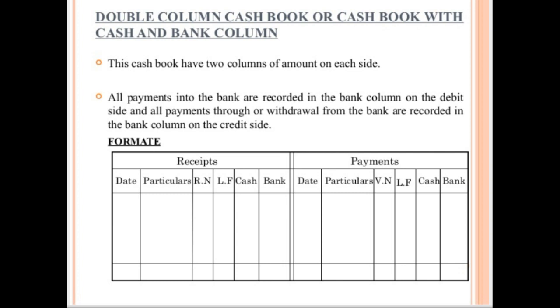Okay, and all the payments through or withdrawals from the bank are recorded in the bank column on the credit side. That means if we are going to issue a check to any of our creditors, then that transaction has to be recorded on the credit side of the cash book in the bank column.